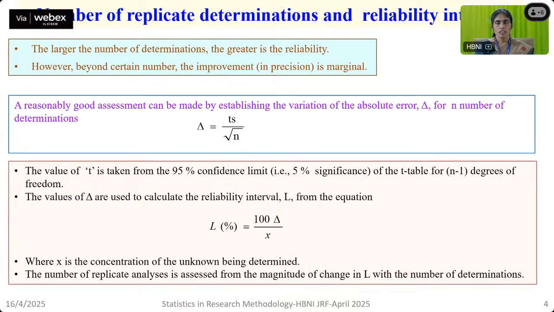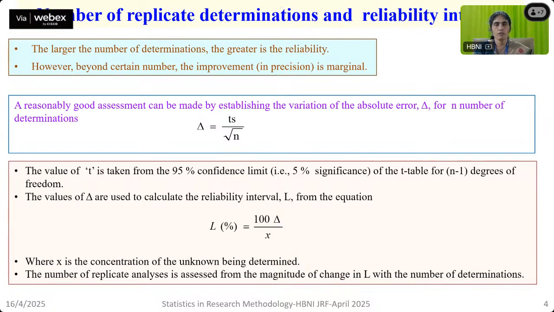If not mentioned, as I told you, we go for 95% confidence limit. That is nothing but 5% significance level. Then n minus 1 degrees of freedom. That is the point we look for in the T table.